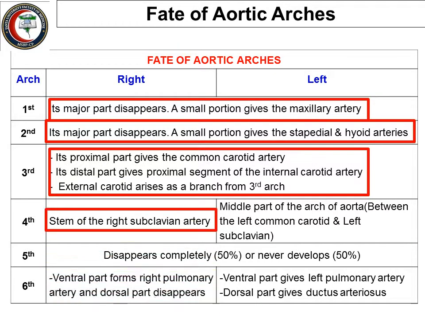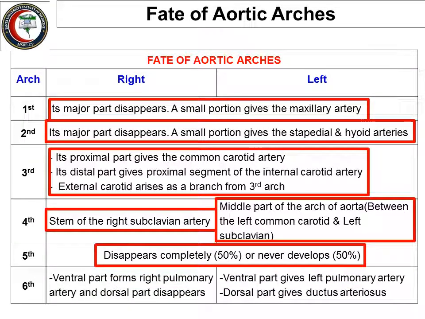The fourth arch on the right side gives the stem of the right subclavian artery, and on the left side gives the middle segment of the arch of aorta. We divide the arch of aorta into three parts: the middle part or main part, the proximal part or medial part, and the distal part or lateral part. The middle part, which is the intermediate or main part, is the part in the adult between the left common carotid and left subclavian, and arises from the left fourth aortic arch.